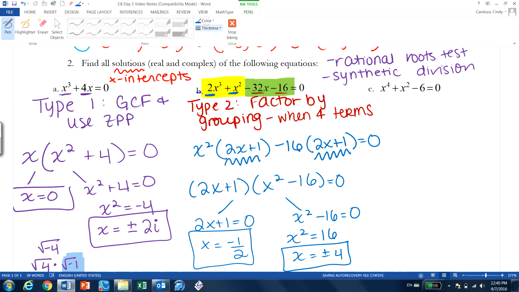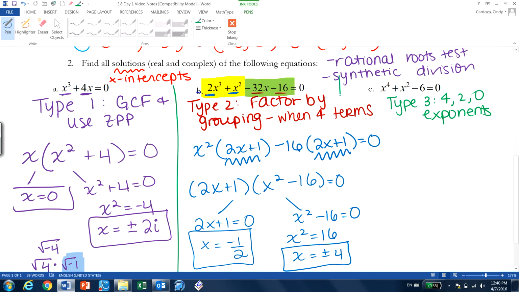Okay, last type, and then we're done with the video. The last type is called 4-2-0, type 3, 4-2-0 exponents. And this type occurs when you have an exponent of 4, 2, and this exponent is really 0, right? There is no exponent there. That's why we're saying 4, 2, 0.